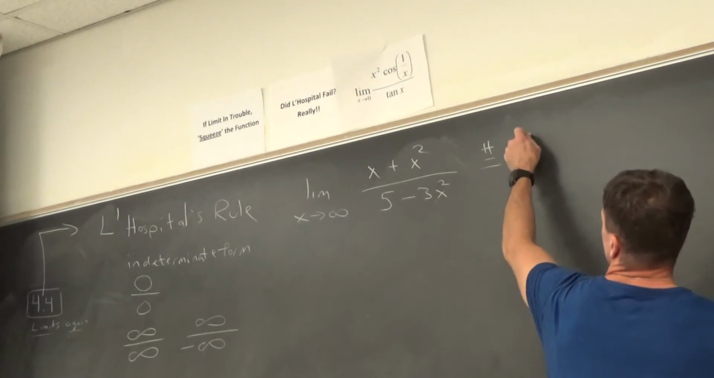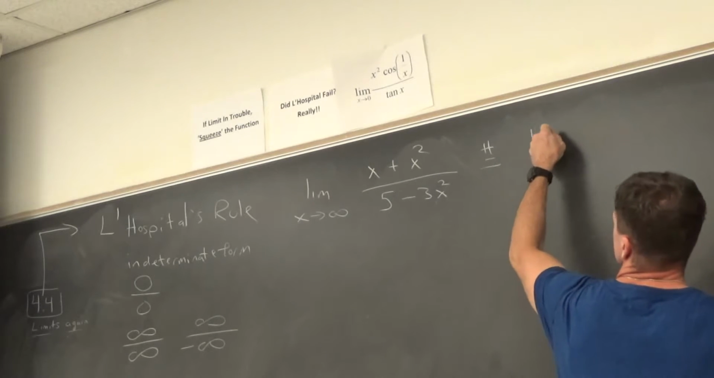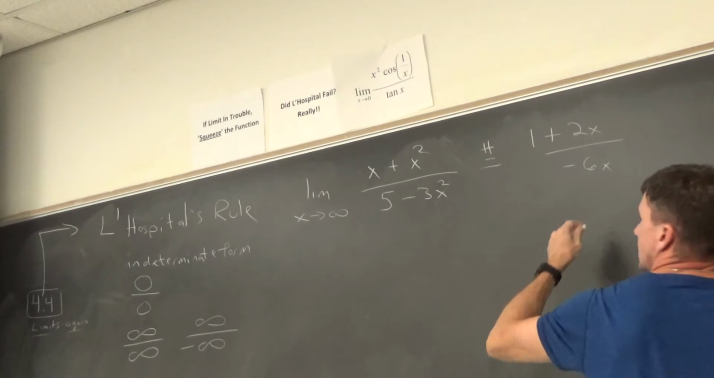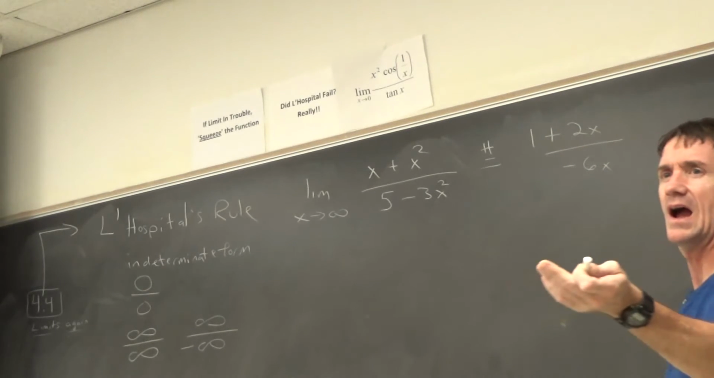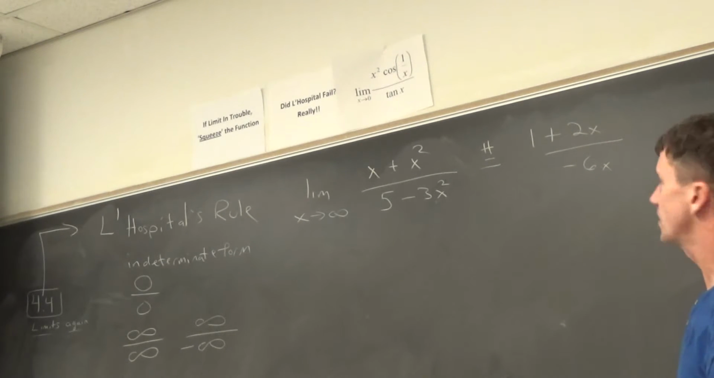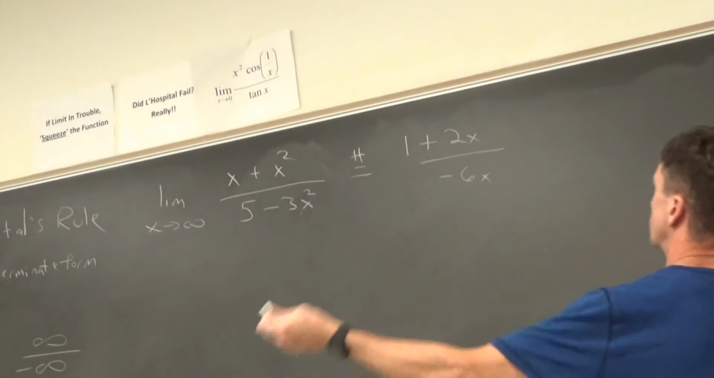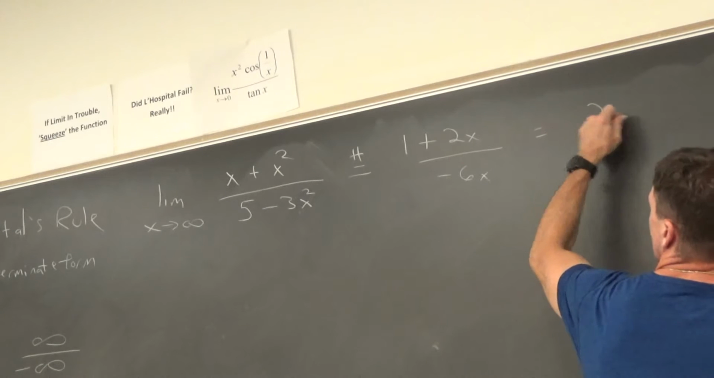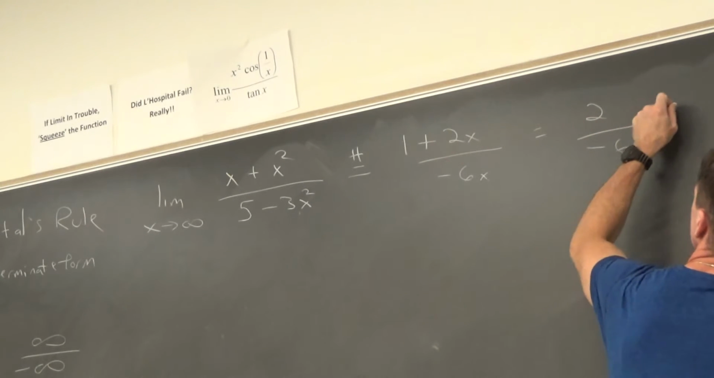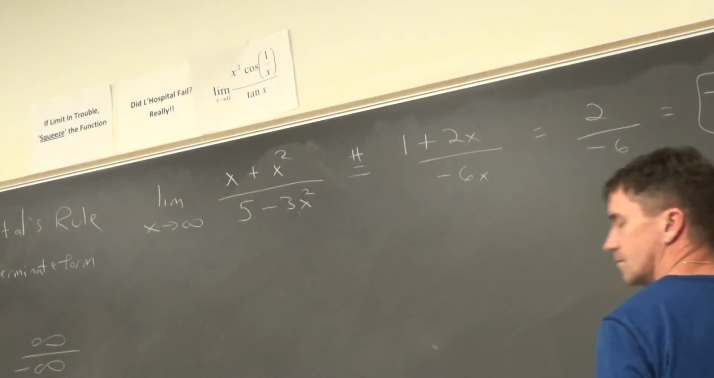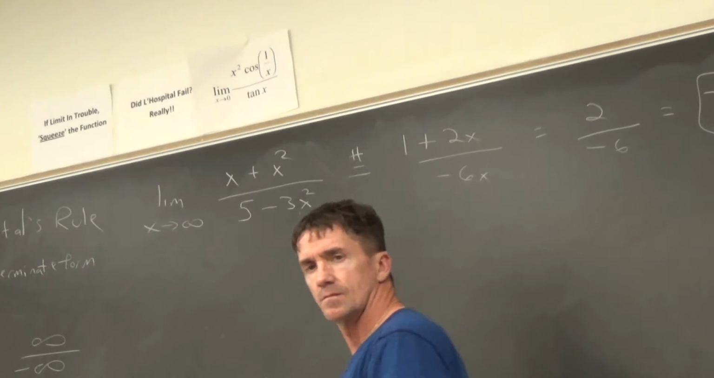What's the derivative? 1 plus 2x over 2x minus 6x. Now, again, I get infinity over negative infinity. What do I do? Do it again. 2 over negative 6. What's the answer? Negative 1 third.